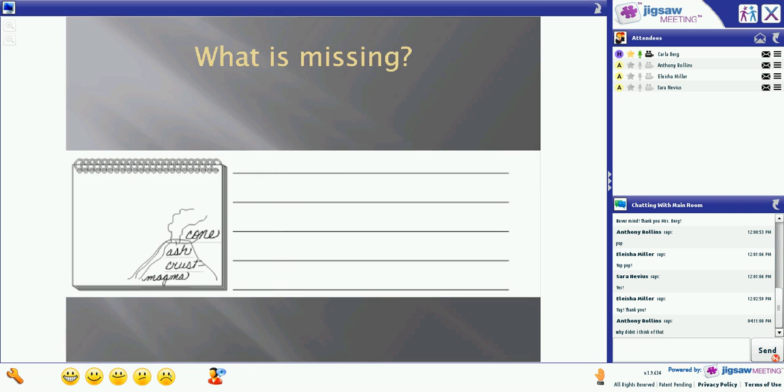So up on your screen right now, this is a picture of a volcano. What is missing from this scientific drawing? Who would like to share? Raise your hand. What is missing from the scientific drawing up on your screen?